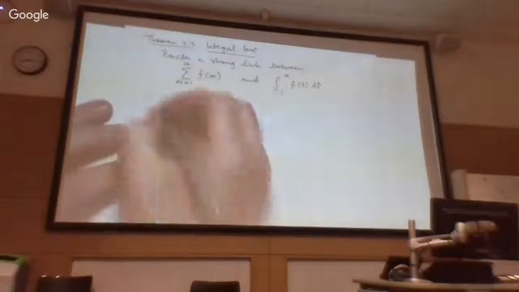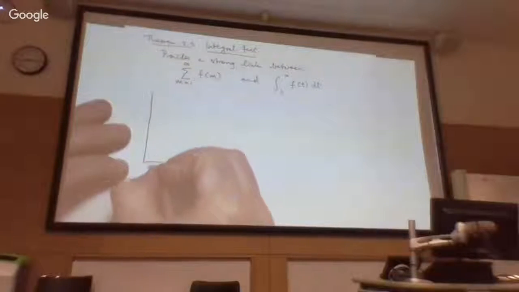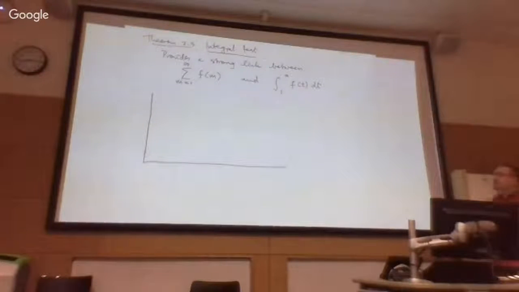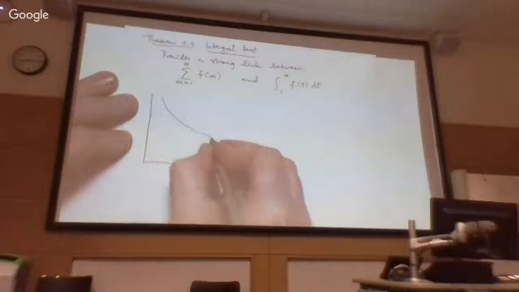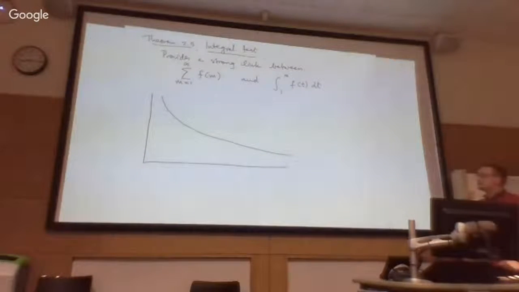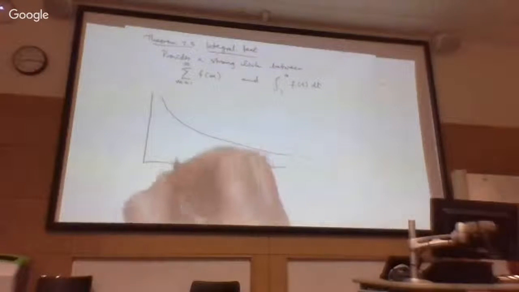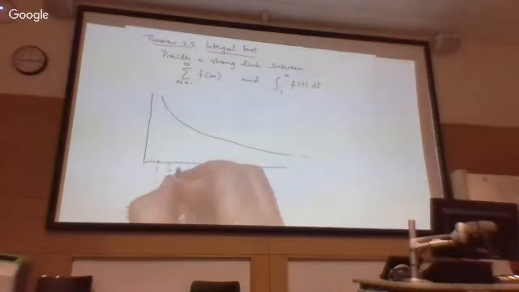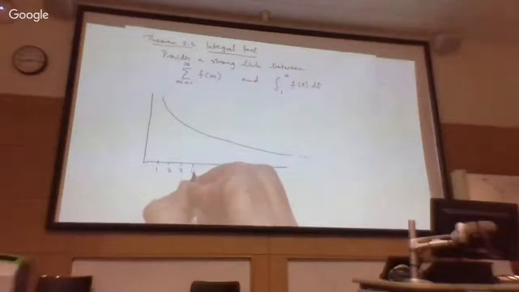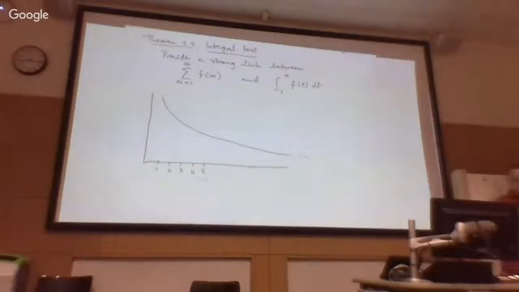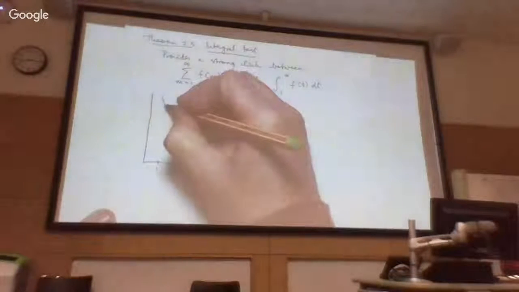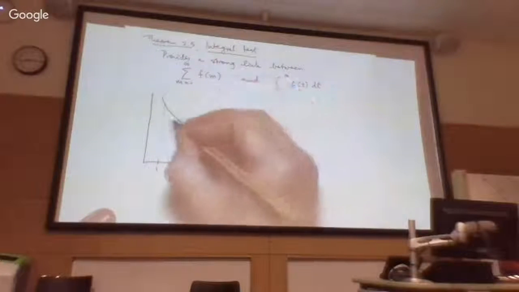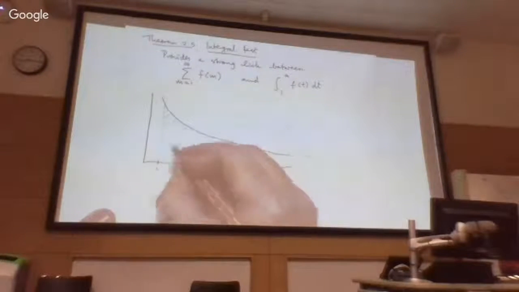So what is this strong link? Well, the strong link becomes apparent when you draw the diagram. Now it's a decreasing function with positive values. So the function is going to kind of look like this. It's a decreasing function, getting smaller and smaller with positive values. Here's, say, 1, 2, 3, 4, 5, and so on. And we're familiar with the idea that the integral of the function corresponds to the area beneath the curve.